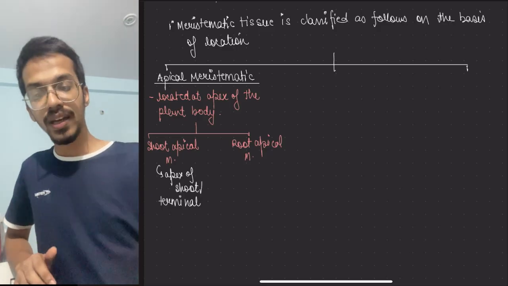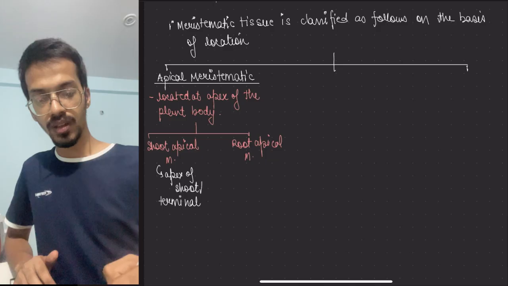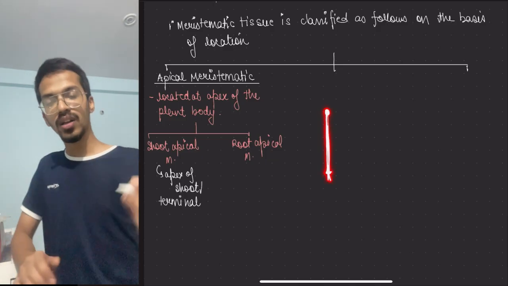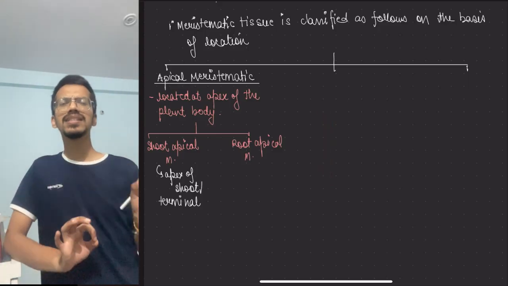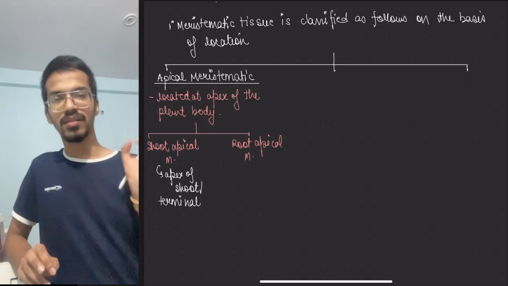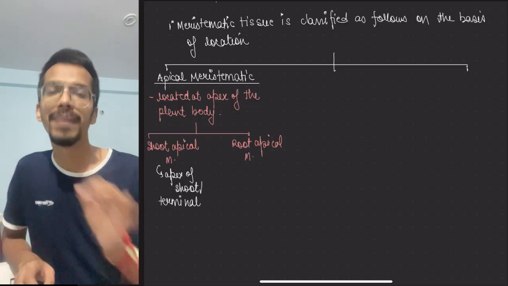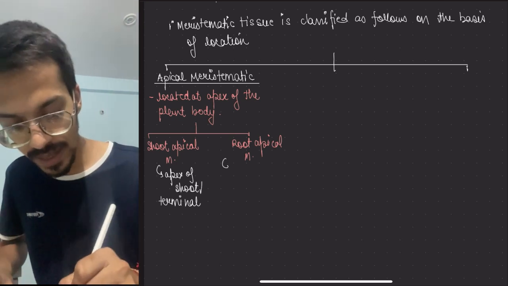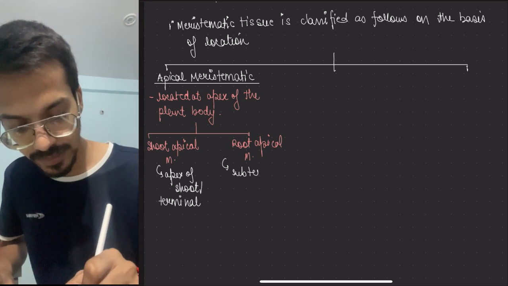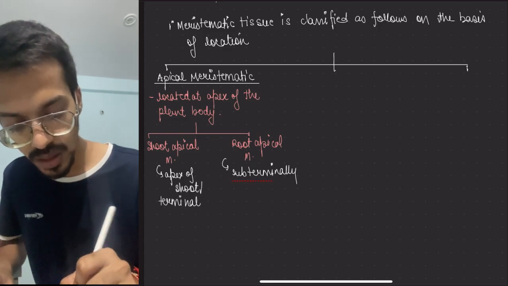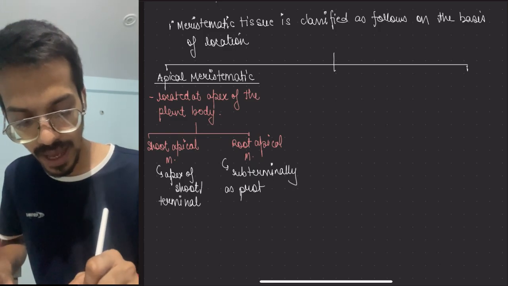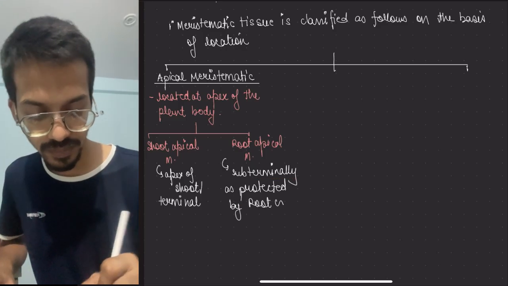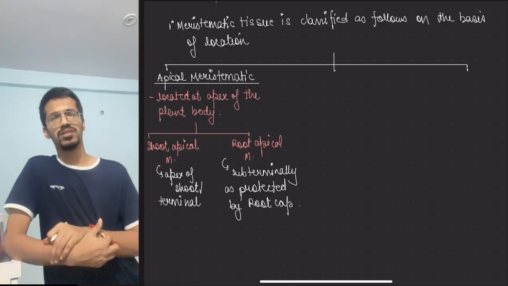Like for example, if this is your plant, the shoot apical meristem is present here, but the root apical meristem would be somewhere over here. So what does that mean? That means that it is present subterminally, a little. Okay, NCERT says that it is present terminally, but the correct way would be subterminally. Okay, so they are present subterminally, as protected by root cap. Okay, so this thing is there, and that's it.